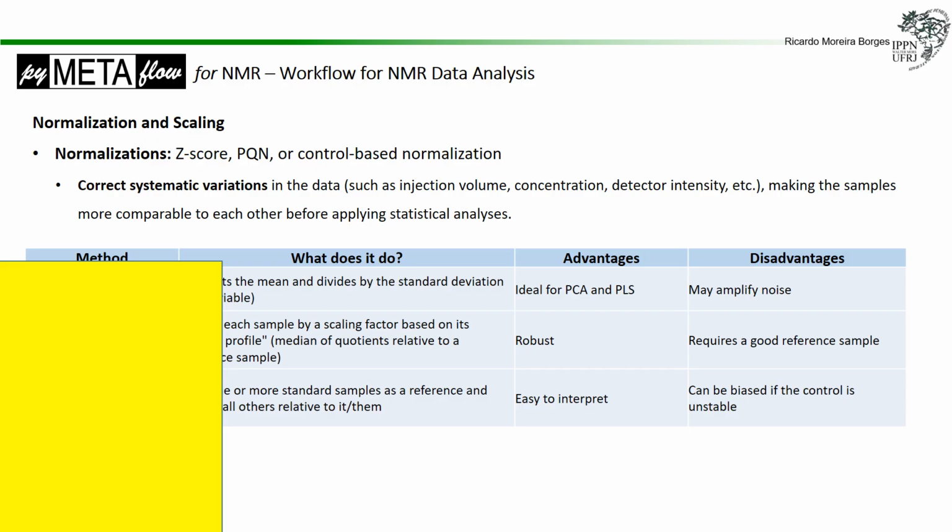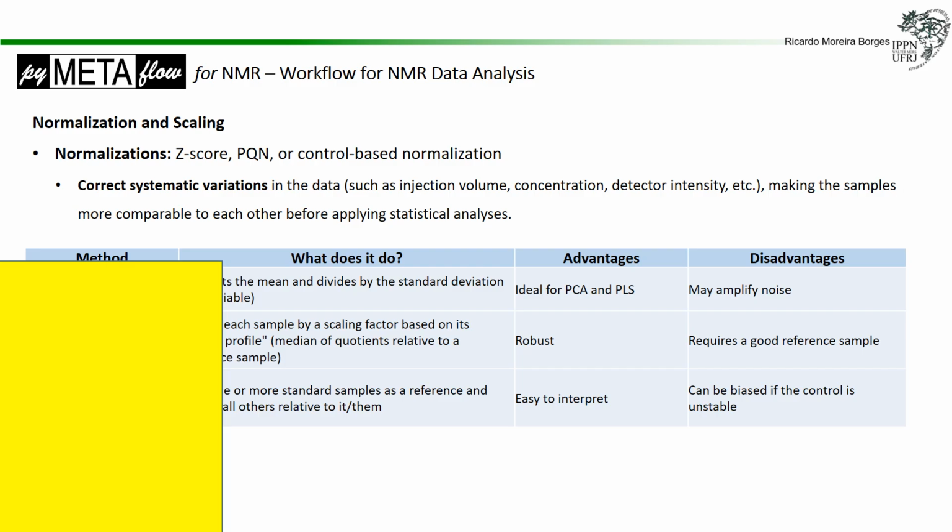And then you move on to data transformation. For normalization, we have z-score normalization, PQN, and some control-based normalization. This is used to correct systematic variation in the data, such as injection volume, sample concentration, or detector intensity, these kinds of things, making the samples more comparable between each other, right? Just before the statistical analysis. Actually, we do that before scaling, but I don't think it matters which one you do first.